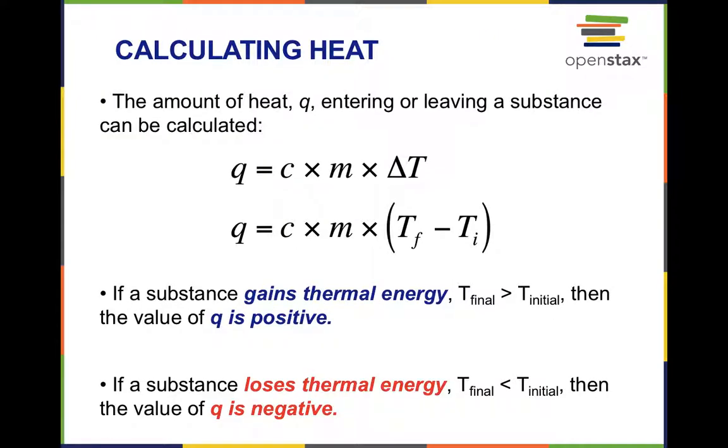So that is the way I like to see the formula: Q equals C sub P times mass times change in temperature. And to do change in temperature, it's always final minus initial. So if something is gaining energy, then the temperature change will be positive, so Q will be positive. If something is losing energy, final minus initial is going to be negative, therefore Q will be negative, and that will indicate that it's losing energy.